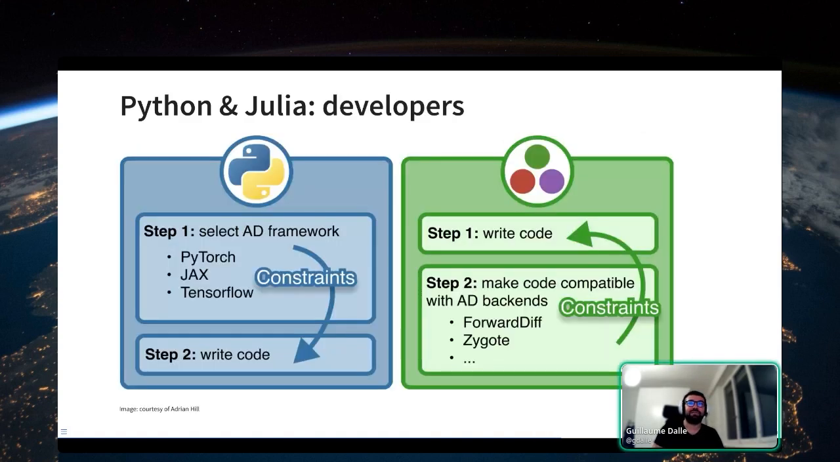Now, if you're a package developer, this also influences how you write your code. But in both cases, whether you select the AD framework first and then write, or whether you first write your code and then make it compatible with autodiff, you have constraints that apply to you because not every single bit of code, whether it's in Python or in Julia, will be compatible with automatic differentiation. So even though you make decisions in the other direction, you also have to keep in mind that you're writing code that will eventually be used to compute gradients.